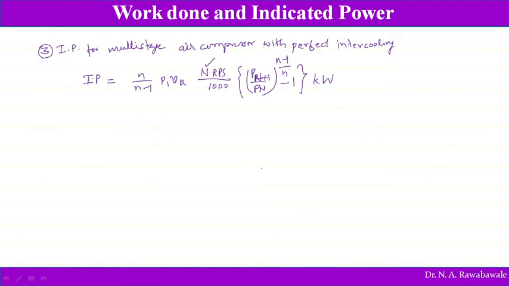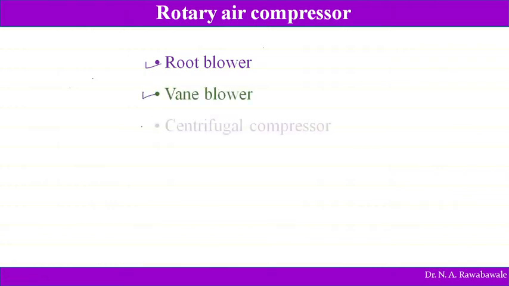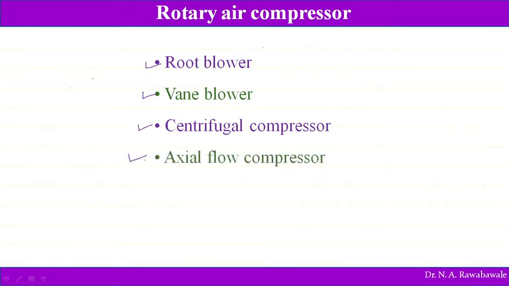Now proceed for rotary air compressors. As the name itself indicates, the rotary air compressor consists of some rotary parts, therefore we call it a rotary air compressor. Very first type of rotary air compressor is root blower. Then we can study a vane blower, centrifugal compressor, and axial flow air compressor.